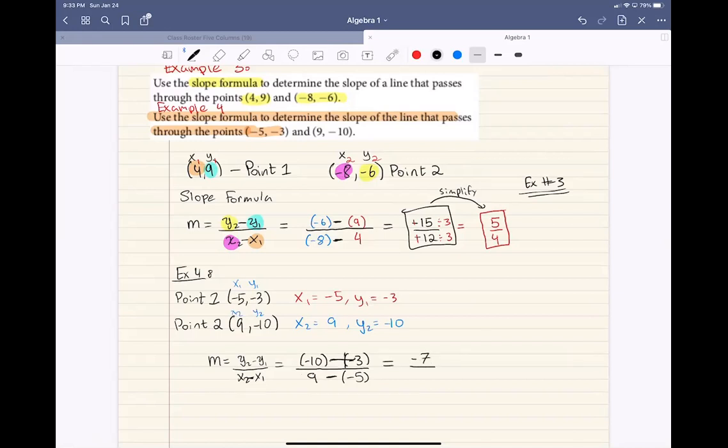And then on the bottom, 9 minus a negative, that's going to be plus. So what's 9 plus 5? That's going to be 14. And we can actually simplify this, right? Divide both top and bottom by 7, right? And you're going to get negative 1 over 2. So negative 1/2. And that's our slope.